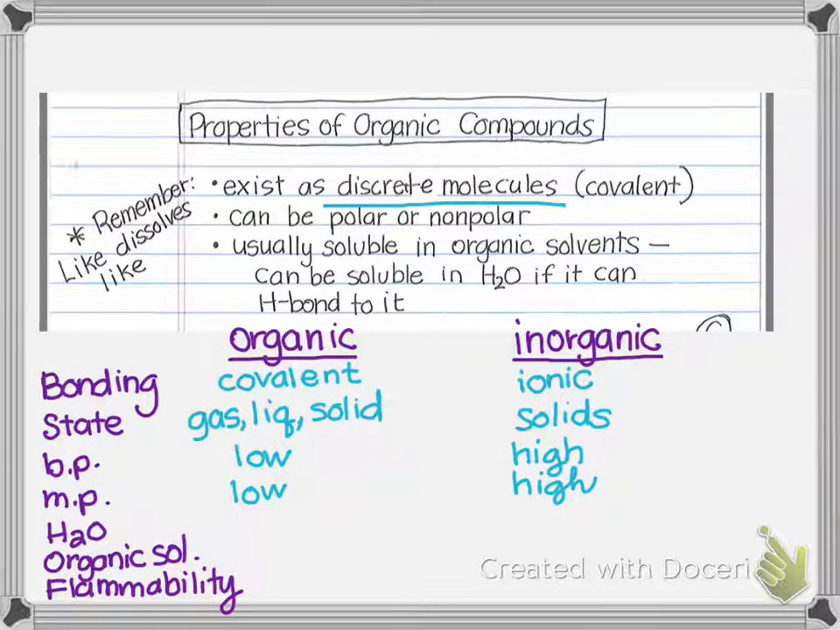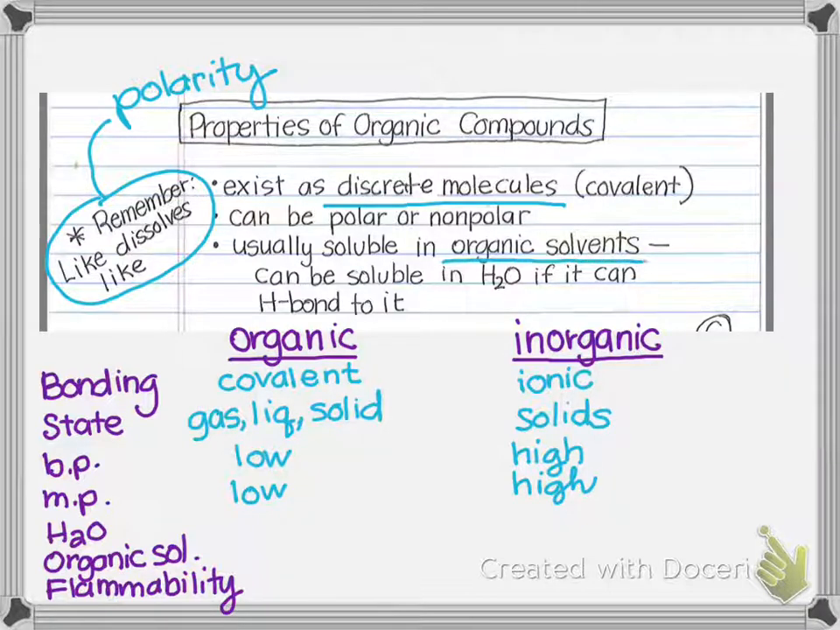Now, when it comes to solubility, we know that like dissolves like. And what that means is similarities in polarity. So the closer two substances are in polarity, the more likely they will be soluble in each other. So organic compounds tend to be soluble in organic solvents. They tend not to dissolve in water. However, they can if they'll hydrogen bond to it or if they're polar, because water is a polar substance.